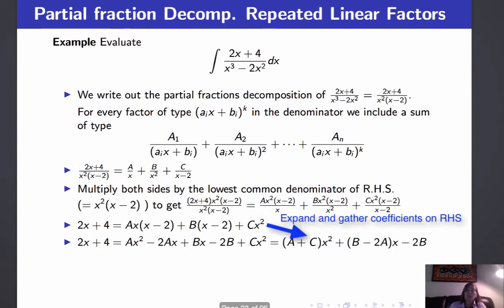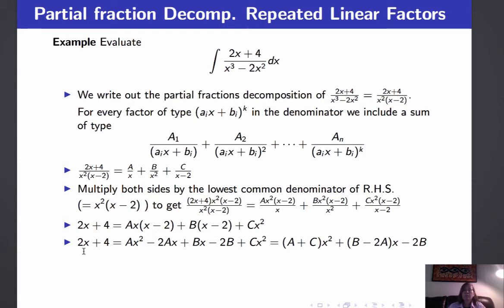So the first step of that would be to expand everything on the right-hand side, gather up the coefficients of x squared and the coefficients of x and the constant term, and the right-hand side becomes a plus c times x squared plus b minus 2a times x minus 2b, and that always equals 2x plus 4.